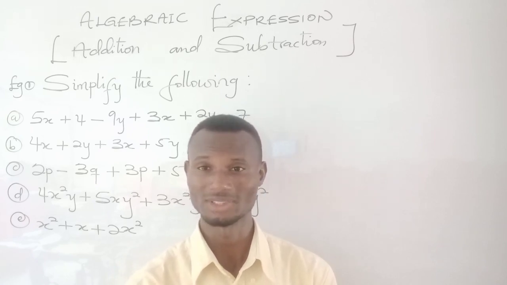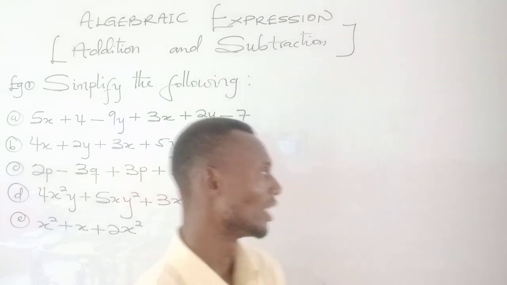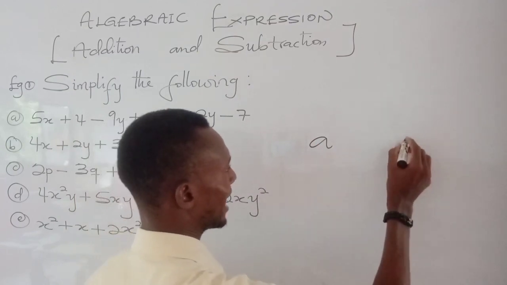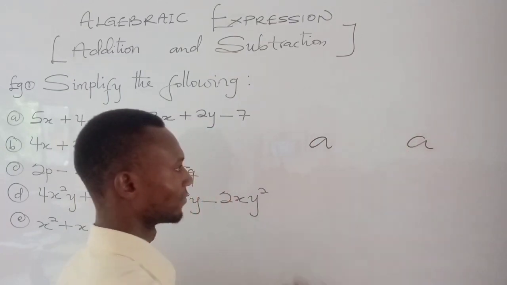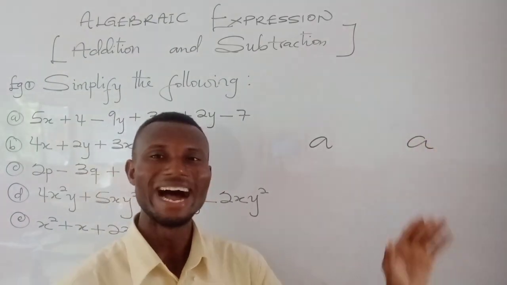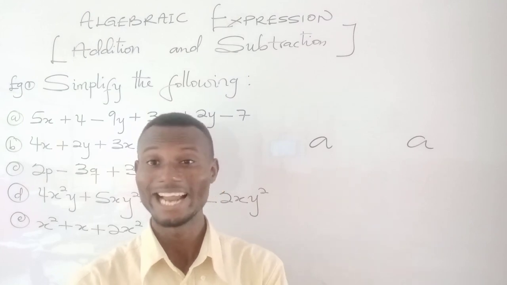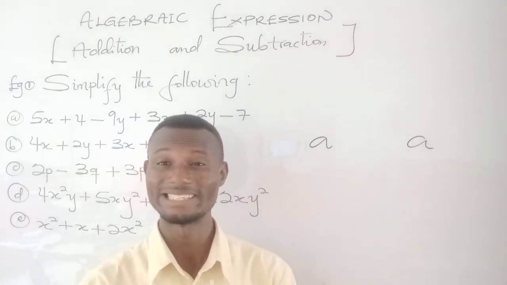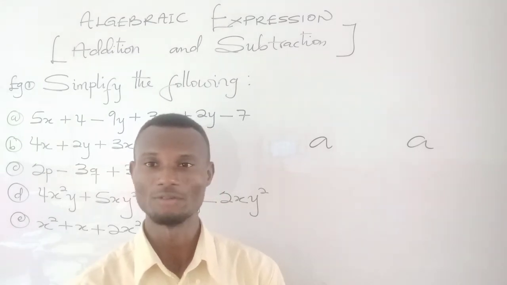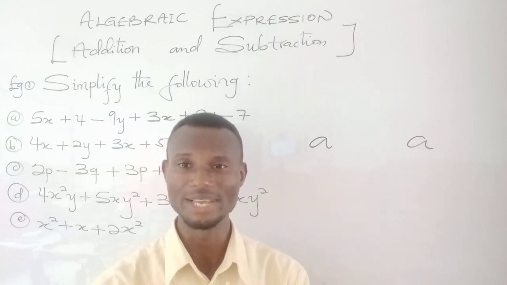Okay, now I'm going to do some illustration on the board so that you can understand it. Assuming I have A on the board here and I have another A here. Now this A and this A are like terms. Why are they like terms? They are like terms because they are of the same kind and of the same nature. When I say of the same kind, it means that the variables need to be the same.